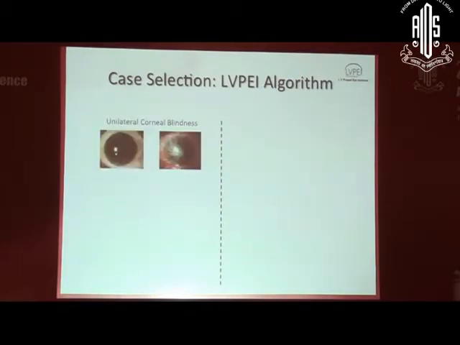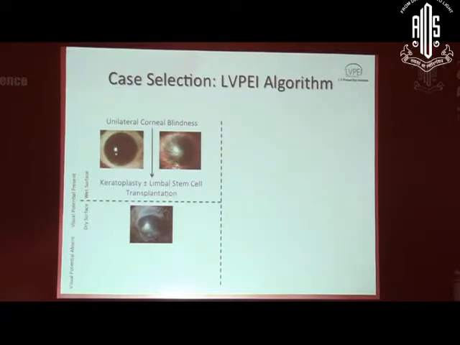If you have a patient with unilateral corneal blindness, where the patient has one good seeing eye, we look at the visual potential of the blind eye. Do they have some potential of vision or not? If they do, then we look at whether the surface is dry or wet. If the surface is wet, then we usually try something else. We do a keratoplasty with or without a limbal stem cell transplantation if required.